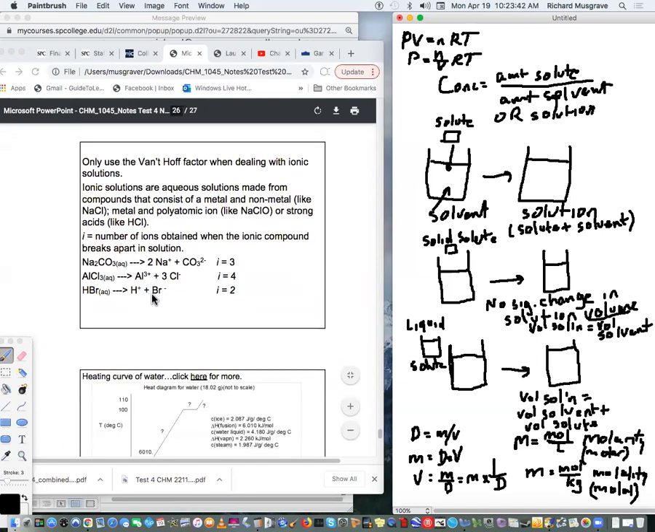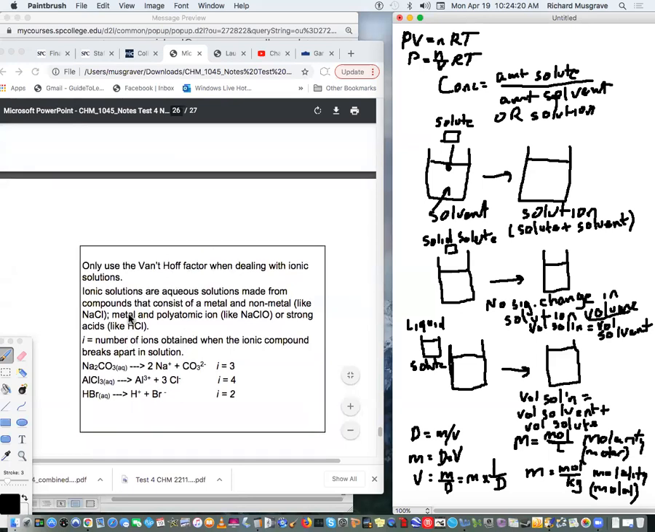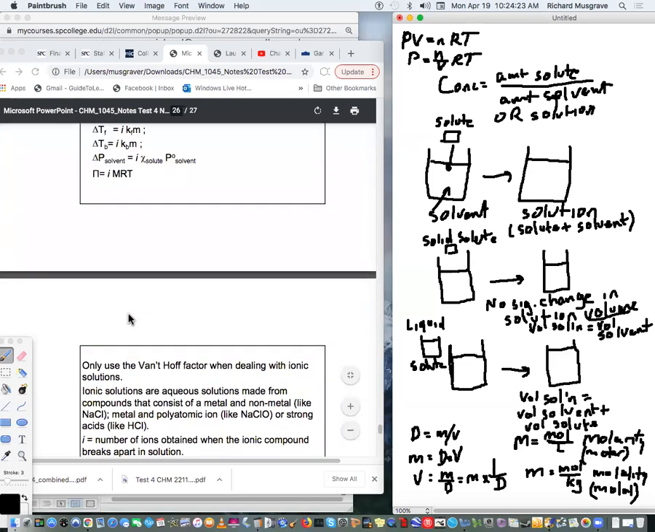We only use the Van't Hoff factor when we're dealing with ionic solutions. And what we're trying to do there is just take into account the number of particles we're getting from that ionic solution. So Na2CO3, for example, that would be i equals 3 because there are 2 Na plusses and 1 carbonate. AlCl3 would be 1 aluminum and 3 chlorides, that would be i equals 4, and HBr would be H plus and Br minus, which means i equals 2. So that's how we deal with ionic solutions specifically.